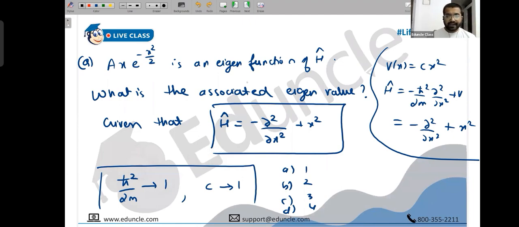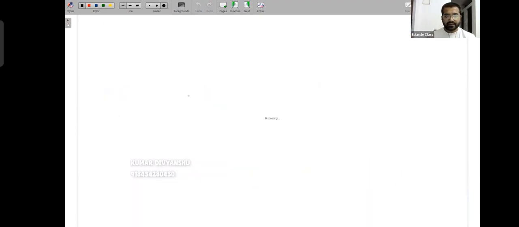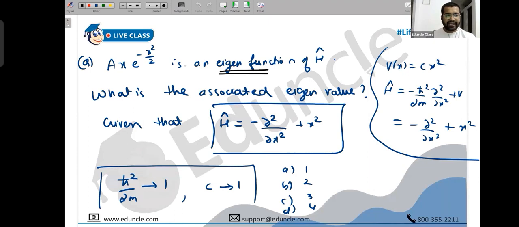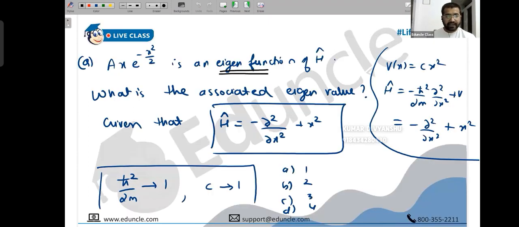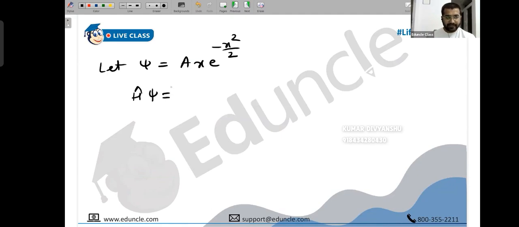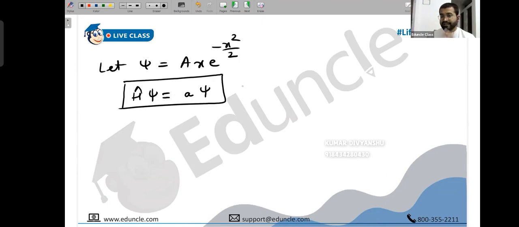So let's solve this. You know what you're supposed to do. Eigenfunction, so it has to obey the eigen equation. Apply H cap on the function and you'll get the same function back with the corresponding eigenvalue. Let's say this is the wave function given to us: psi equals A x e raised to minus x squared by 2. What we have to do here is say H cap psi will be equal to some eigenvalue into psi. That is what should happen.